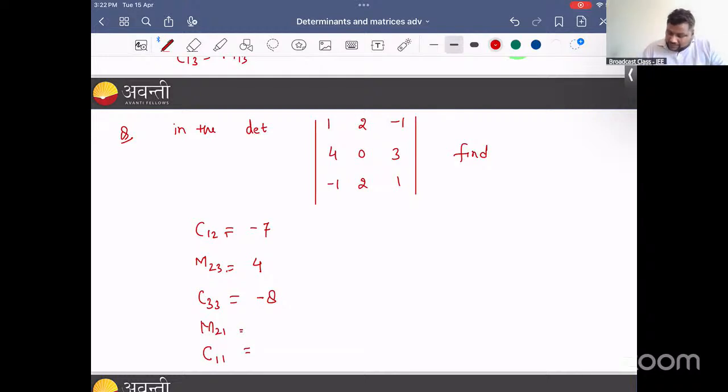Now M21. M21 is the minor with respect to this element. This is gone. This is gone. This is again 2 plus 2, 4. Meaning it is 4 only. We are calculating the minor, not the cofactor. And C11 is the cofactor with respect to this. C11 is equal to M11, so that would be minus 6. Is everybody okay with these things?